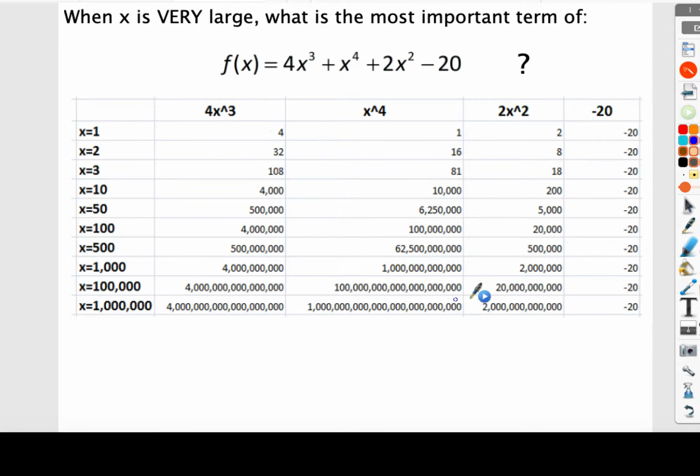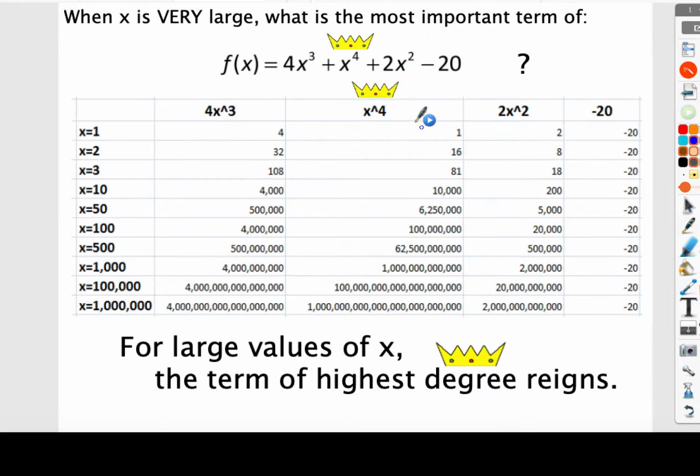Now, what's most important in our function? Well, when we're looking at a polynomial, the thing we always try to identify is that term of highest degree. And you'll notice by plugging in really large values here, that the term of highest degree, that x to the fourth, is really ruling the roost. When we plug in things like 500 or 1,000 or even a million, we get much larger values for that term than we do for any other term of our function. So the term of highest degree rules the roost.